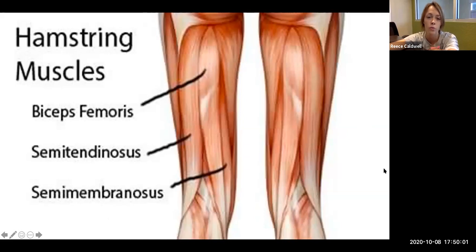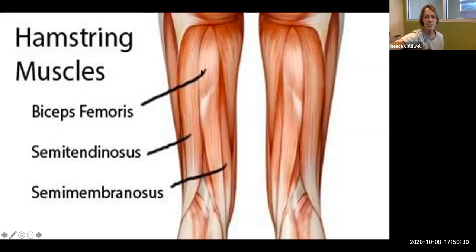And a way I remember these is the saying, butchers tenderize meat. Butchers, biceps femoris; tenderize, semitendinosus; meat, semimembranosus. So biceps femoris, butchers; semitendinosus, tenderized; semimembranosus, meat. Those are the 3 muscles of the hamstrings.